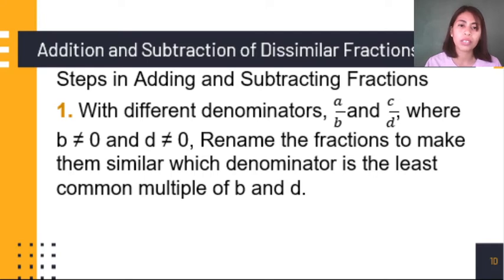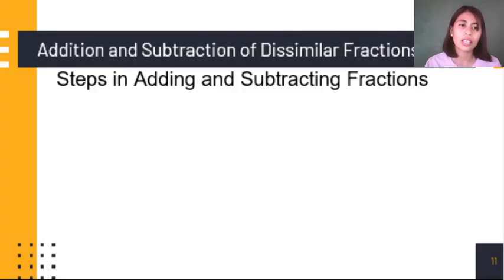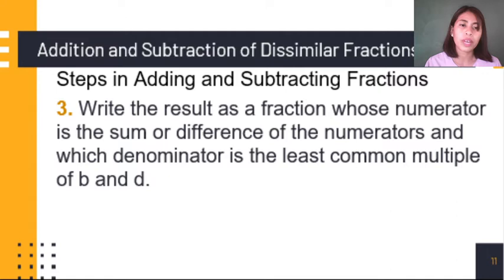The common denominator is the least common multiple of b and d. Then add or subtract the numerators of the resulting fractions. Last one, we have to write the result as a fraction whose numerator is the sum or difference of the numerators and whose denominator is the least common multiple of b and d.